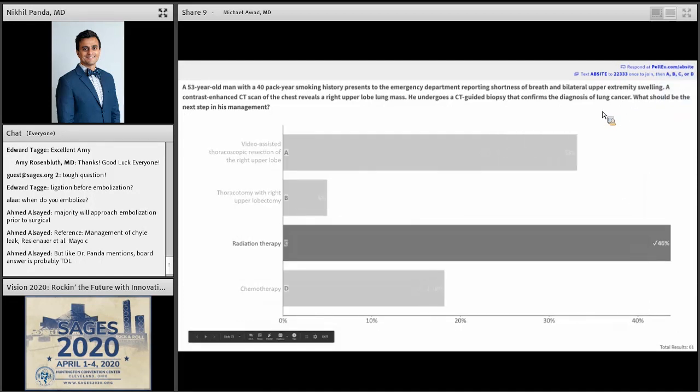Okay, so let's talk about this one. The correct answer is radiation therapy. The takeaway here is that the underlying diagnosis is provided to us, which is right upper lobe lung cancer, but the phenotype is a superior vena cava syndrome. So this cancer is likely invading or significantly compressing the superior vena cava, and as a result, we get that phenotype of shortness of breath and bilateral upper extremity swelling.